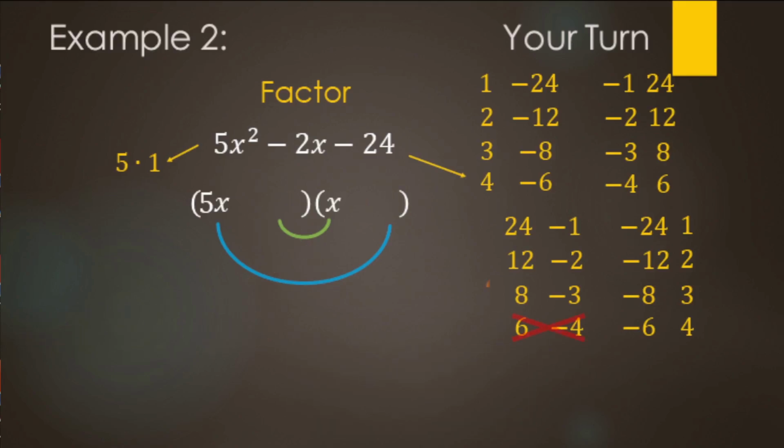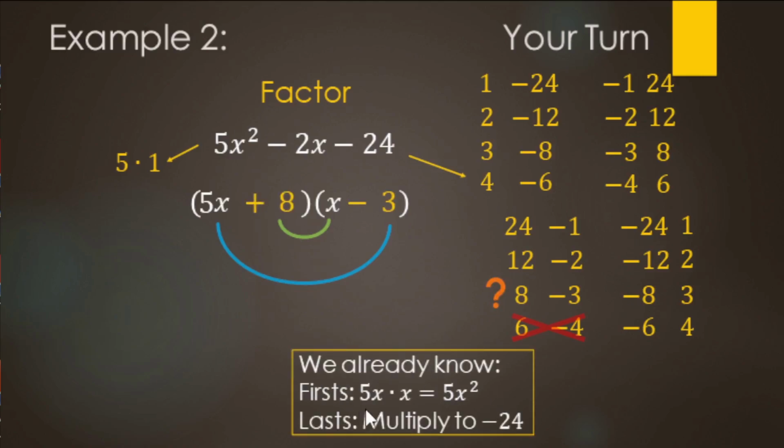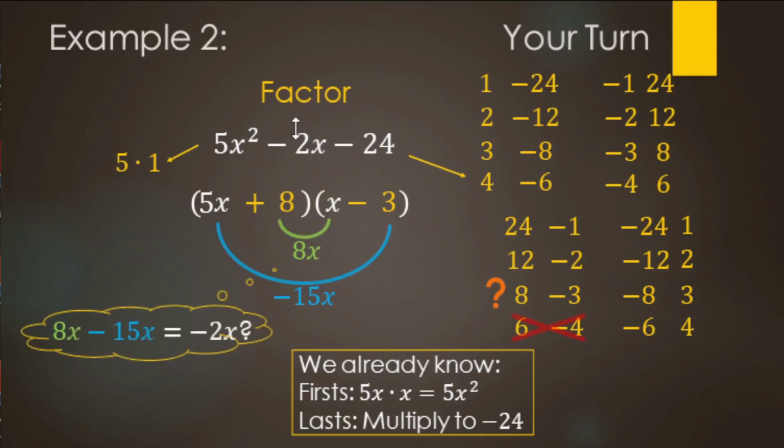So let's try another one. Let's try 8 and negative 3. Here we go. Checking the outers and the inners. We already know the first and last are good. 5x times negative 3, negative 15x. 8 times x, 8x. Add those up and you get a negative 7x. We were hoping for negative 2x. Doesn't equal. So we know that 8 and negative 3, not part of the answer.